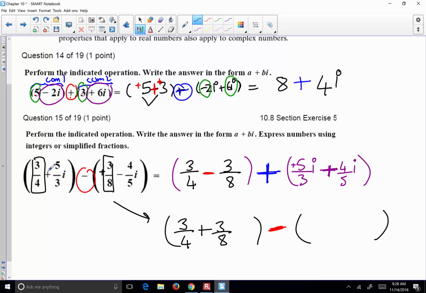And then 5/3 with negative 4/5. I'm keeping original signs, no changes. No change on this side. Do you see the difference? Here it was plus, flipped signs of this, flipped signs. But here minus, same sign, original sign, minus, minus. But in the end they happen to be the same.